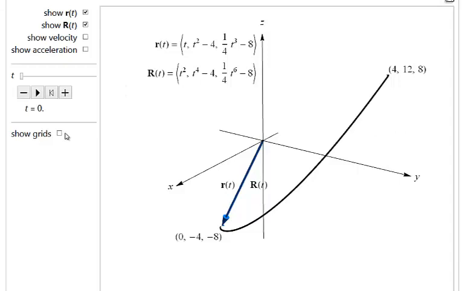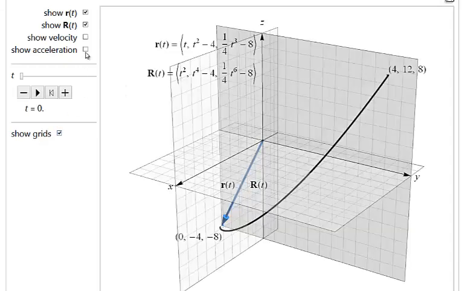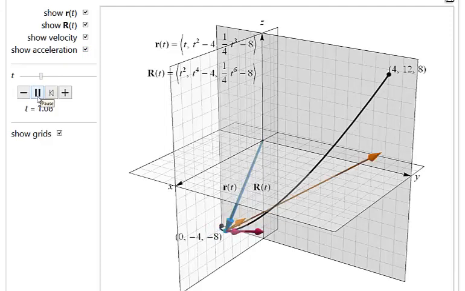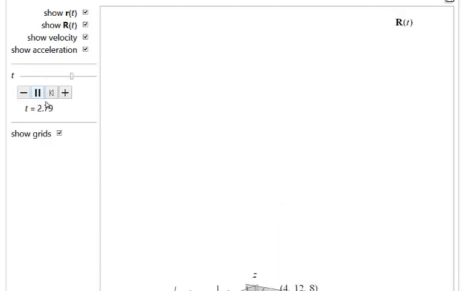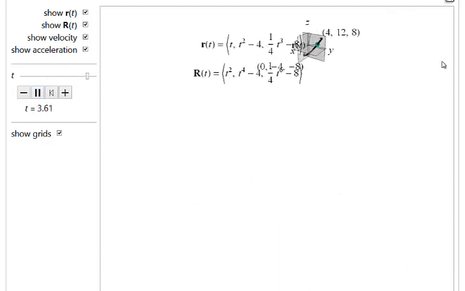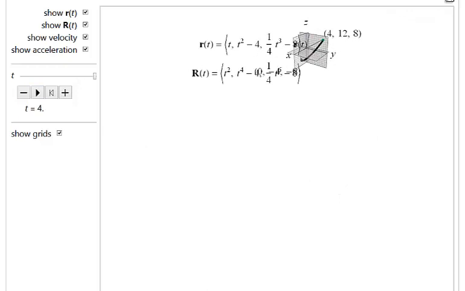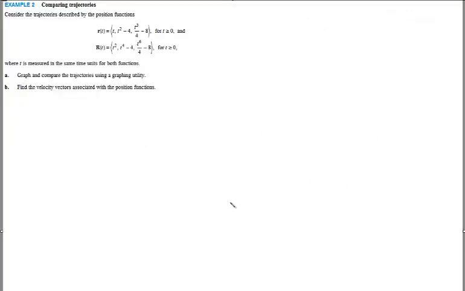So let me try it one more time. We'll show the grids and we'll watch how they both follow the same path. They both have the same points in common, but capital R of t is much faster. So let's find our velocity vectors associated with each.